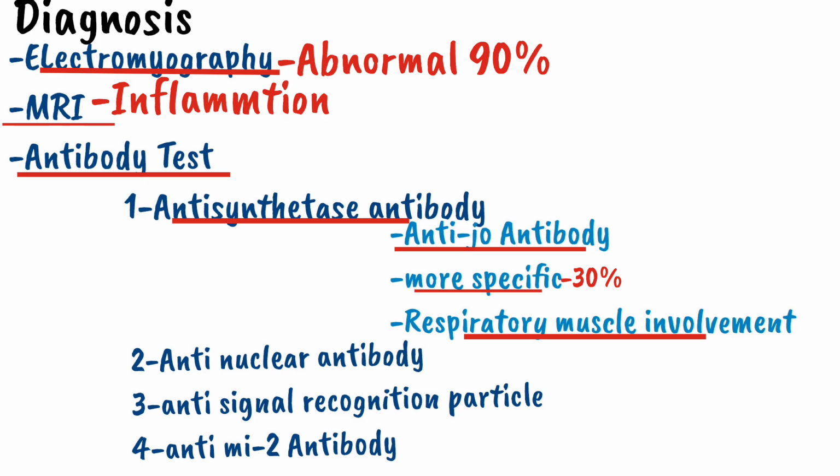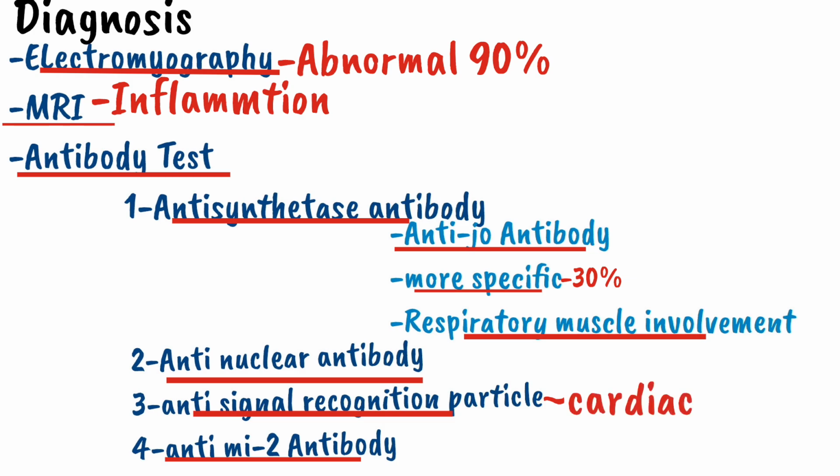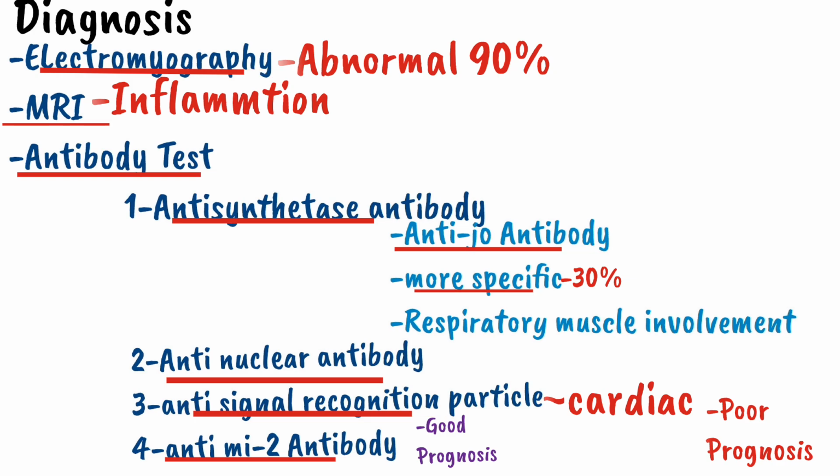Other than anti-Jo antibody, there will also be positive anti-nuclear antibody, anti-signal recognition particle, and anti-Mi-2 antibody. Remember that the anti-signal recognition particle is predominantly present when the dermatomyositis and polymyositis patient presents with cardiac manifestations, and when these antibodies are positive, there will be a poor prognosis. But in contrast, when anti-Mi-2 antibody is present, the patient will have a good prognosis.